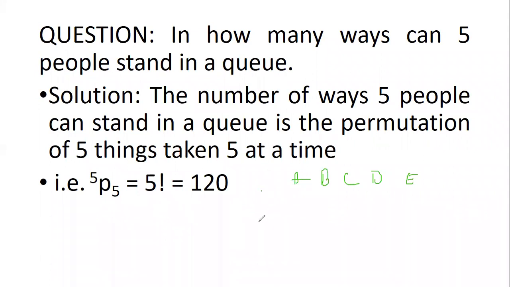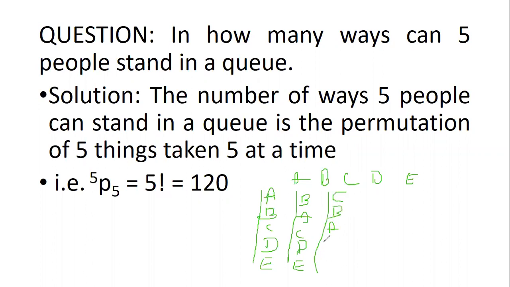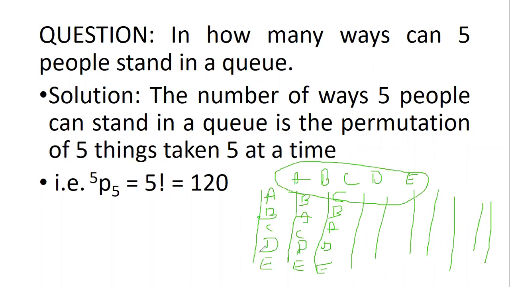Okay. Let's say they are standing in a line. So first variety is A, B, C, D, E. This is one way they can stand. Another way, B, A, C, D, E. Now B is in the front. Another way, C, B, A, D, E. Okay, now C is in the front. Like this, how many number of ways can these 5 people stand in a queue?